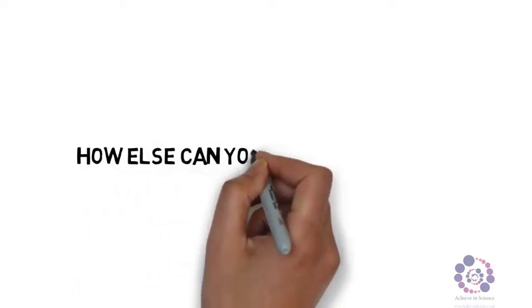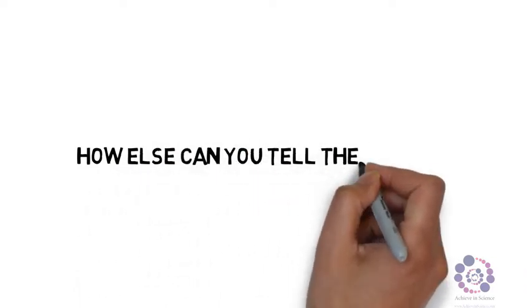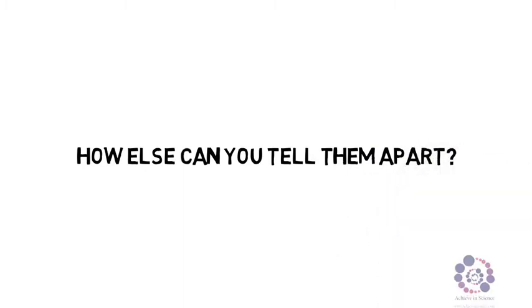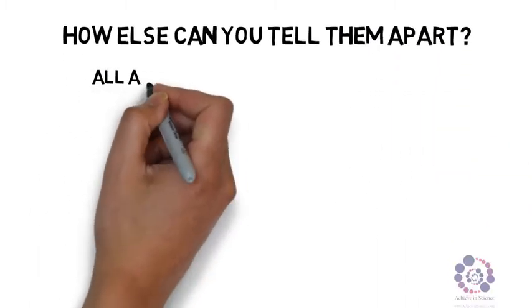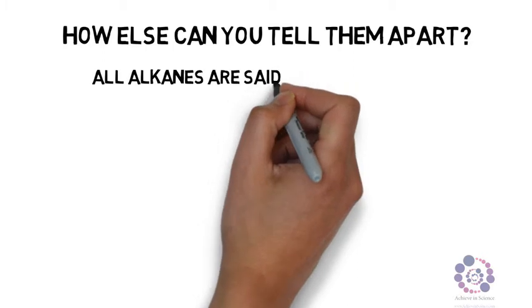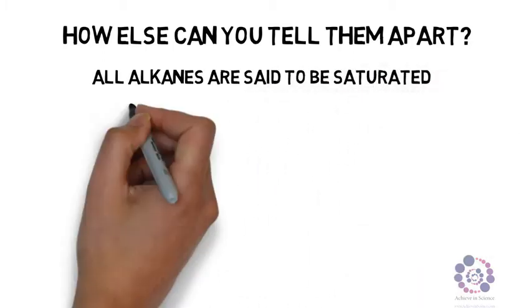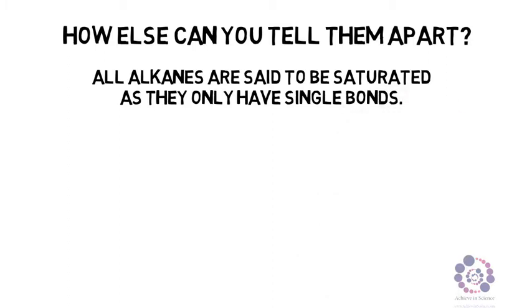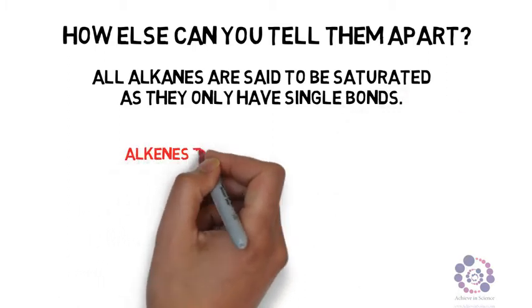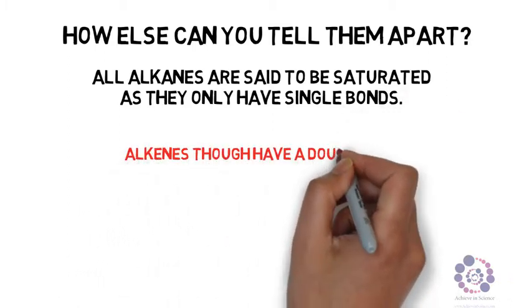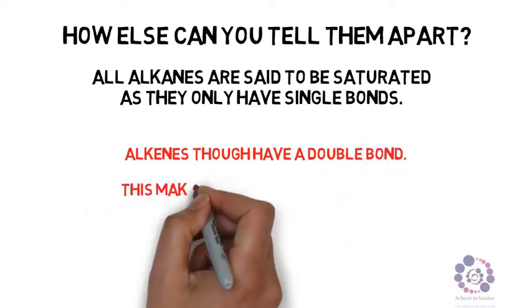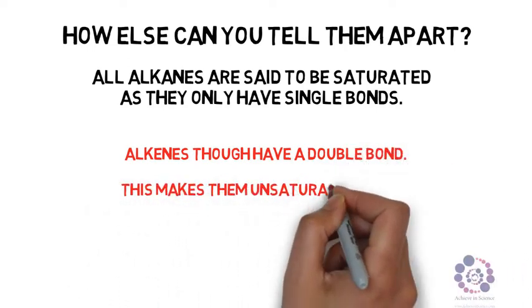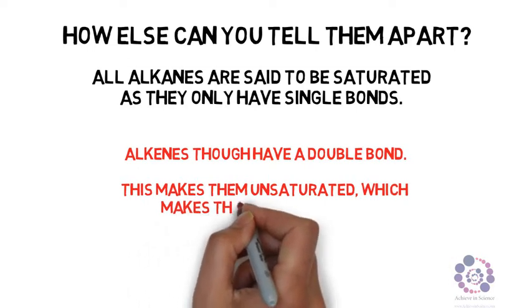But how else can you tell them apart? Well, there are some rules. We say that all alkanes are said to be saturated. This is because they contain only single bonds. Alkenes, on the other hand, contain the double bond. We therefore say they are unsaturated. This makes them more reactive.